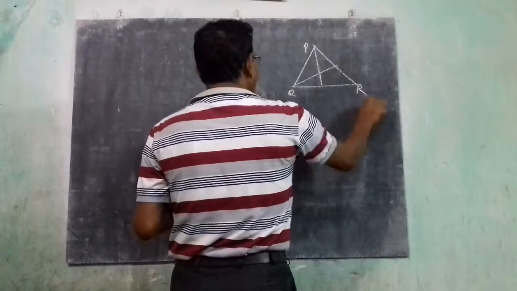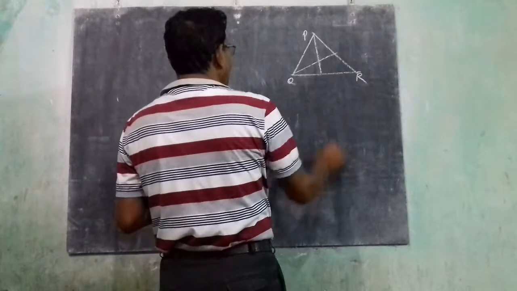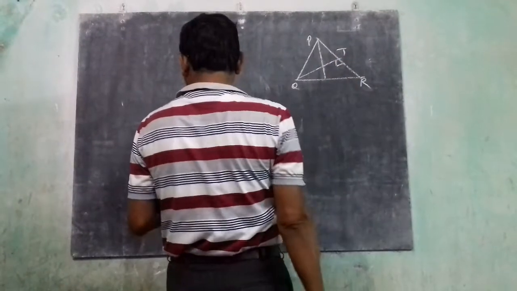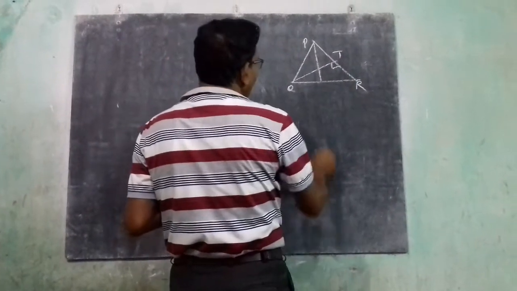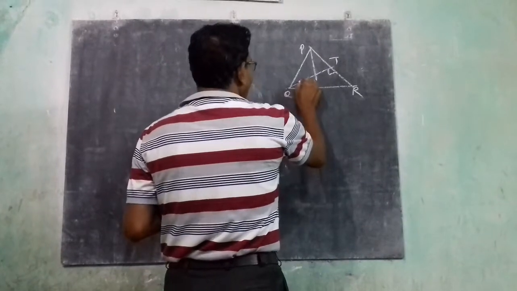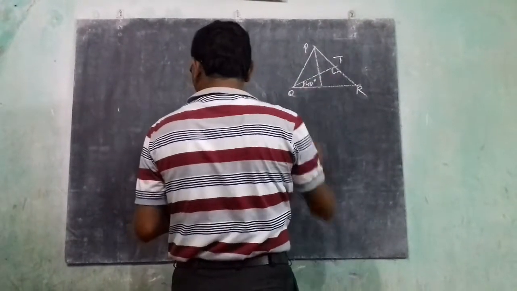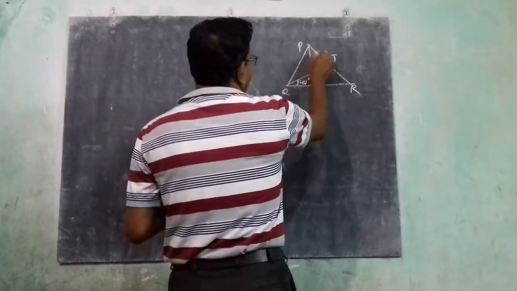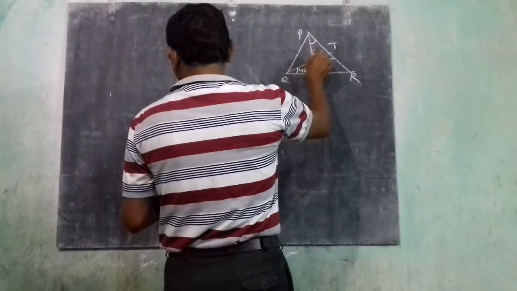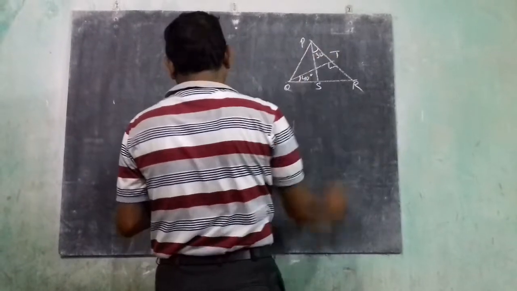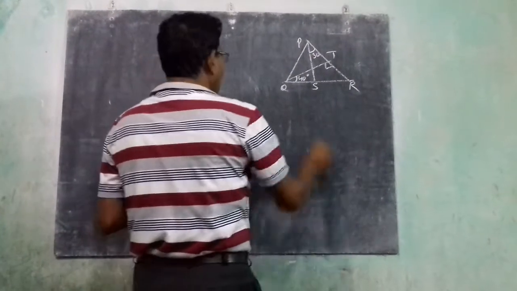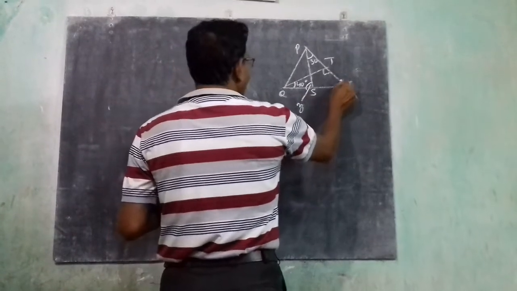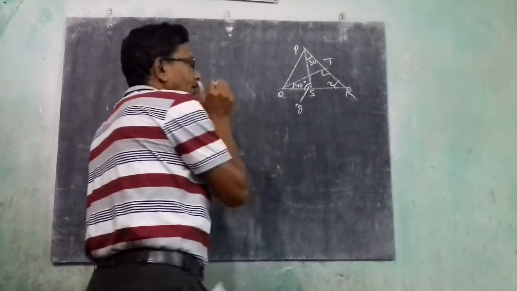PQR is a triangle given here. QT is perpendicular to PR. Angle TQR is given as 40 degrees, and angle SPR is given as 30 degrees. This angle is Y degrees, and this value is X. Find the value of angles Y and X.